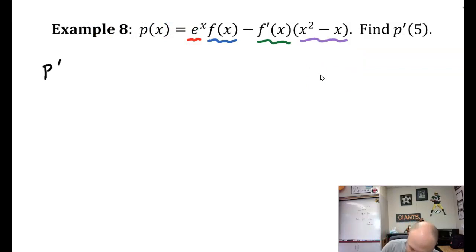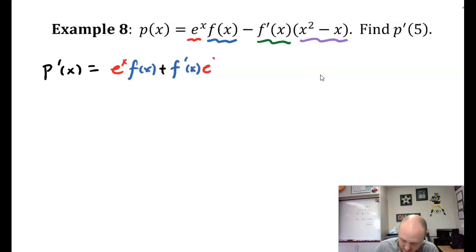So the first task that we're going to have to do is calculate p prime of x. So the derivative of the first, e to the x, times the second, f of x, plus the derivative of the second, f prime of x, times the first, e to the x. Okay, so there's that first piece. All right, minus, and I'm going to put a big fat parenthesis whenever I have that subtraction. Okay, derivative of the first, well, that's f double prime of x. I'm taking the derivative of a derivative. Times my second, which looks like x squared minus x.